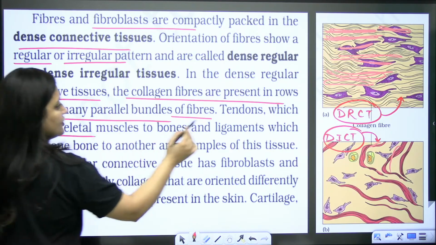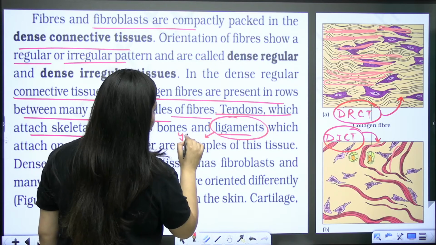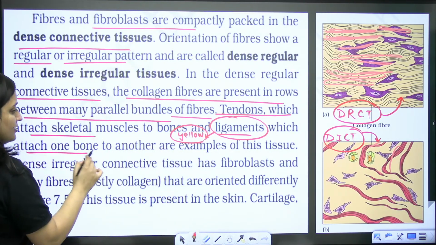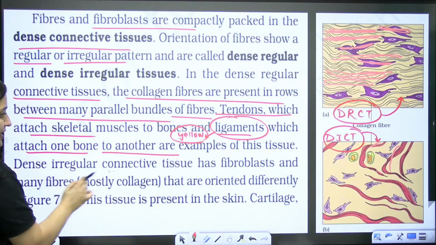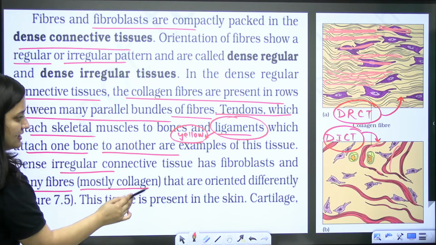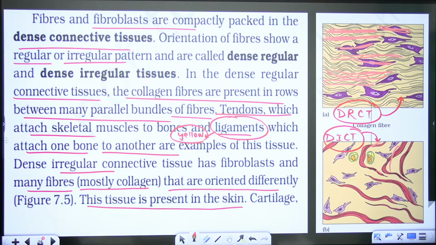Tendons are the example, or ligaments. You know that it is the example of dense regular tissue, but it is made up of yellow fibers, right? So one bone to another. Clear? So dense irregular has fibroblasts and many fibers, right? But they are oriented differently. So they are present in skin mainly. Done? So the diagram is important.